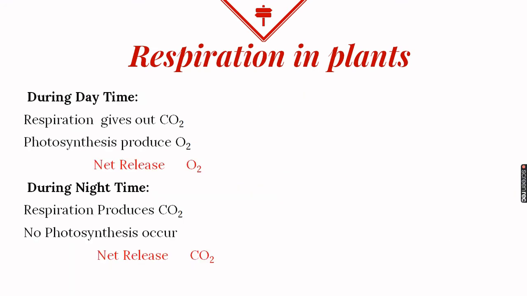Let's see it again. During daytime, both respiration and photosynthesis are taking place. But respiration rate is slower, photosynthesis rate is faster. During respiration, the amount of carbon dioxide produced is less and all of it is used for the process of photosynthesis. While the product of photosynthesis, that is oxygen, is in plenty and only some of it is used for the process of respiration. As a result, the extra oxygen is released. So during the daytime, net release of gases is only oxygen.